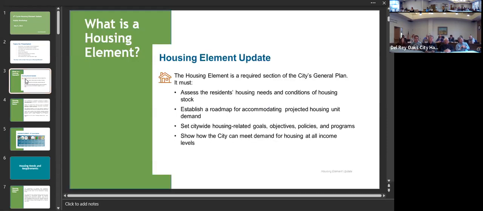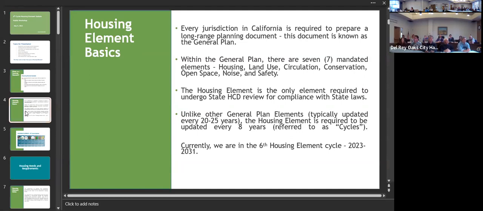A housing element is required for the city's general plan, and it must establish a roadmap for accommodating affordable housing. It sets citywide goals, objectives, policies, and programs, which we'll talk about later. Every jurisdiction is required to prepare a general plan, and the housing element is part of the general plan, one of the 7 elements. Then there's a strict requirement in terms of updating the housing element every 8 years.